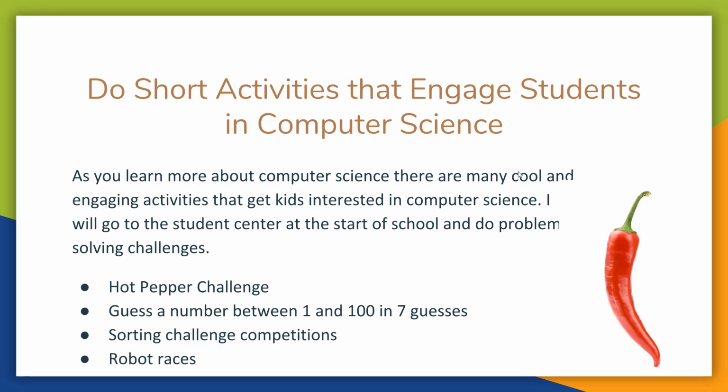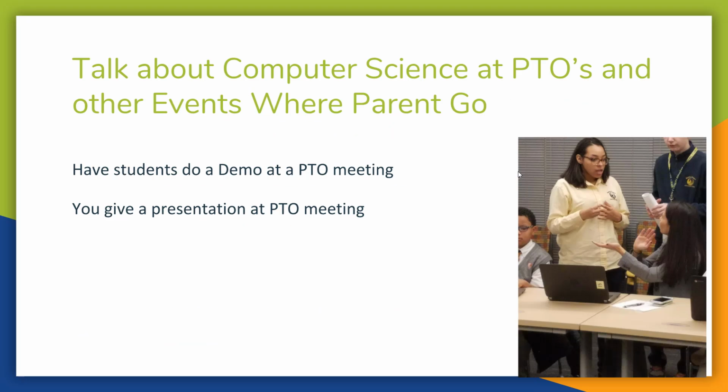Guess a number between 1 and 100 in 7 guesses, sorting challenges. I have robot races in the morning and stuff. Just various little things that can be done in 15, 20 minutes. I get the kids involved. And for recruiting, they say, who's that guy? Oh, Veseskis. Yeah, we got to sign up for his class. It looks like fun.